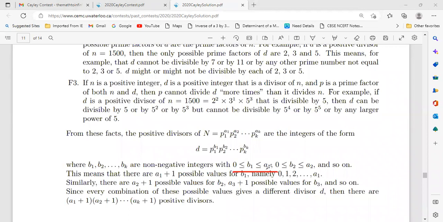And that applies to B2 also, which is 0 less than or equal to B2 less than or equal to A2. So from that, you can say it's A1 plus 1 because you're considering 0 also. So for B2, it's A2 plus 1, and for P3, it's A3 plus 1. So these are the divisors.